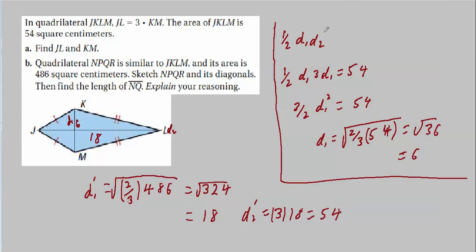If we had done it the other way, we would have gotten a scale factor between the areas of 9. The square root of that would be 3. And so we multiply our short diagonal by 3 and get 18, and our long diagonal by 3 and get 54. You can do it either way. Well, that's it for the review.